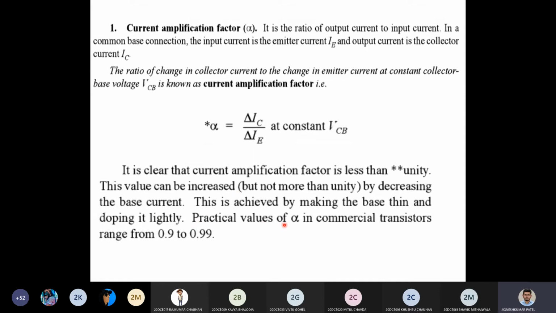Practical values of alpha in a commercial transistor range from 0.9 to 0.99. That's the range where your transistor works. So that's the amplification factor, the ratio of IC to IE.